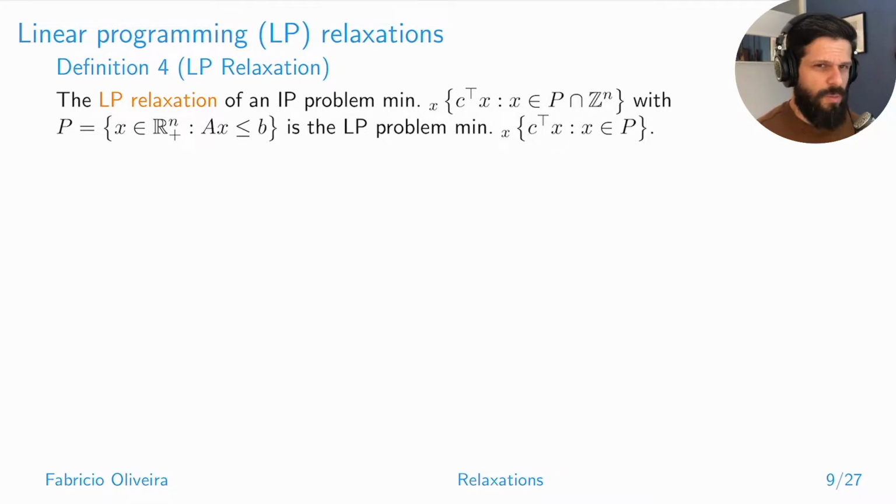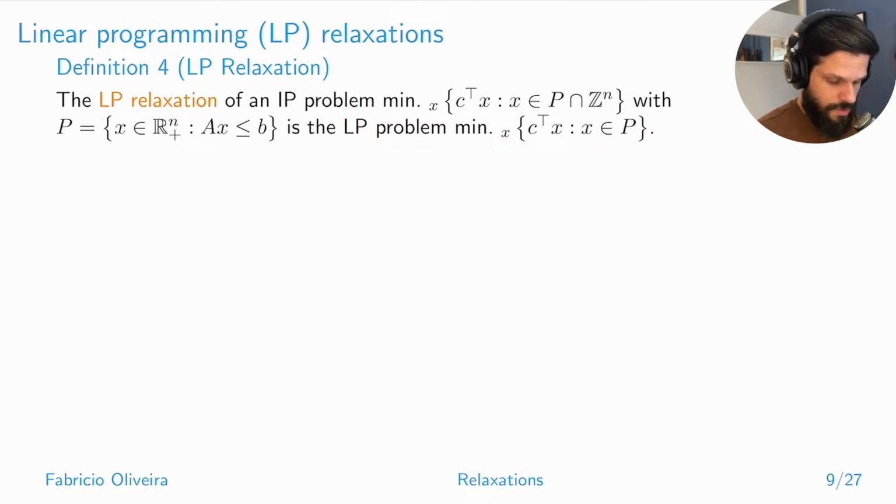So what is that LP relaxation? Well, we can think of our IPs as being defined, like we've seen before, by the intersection of a polyhedral set and a collection of points that are also subject to being integer valued. So the LP relaxation is simply solving the problem with respect to this polyhedral set only. So basically solving this LP problem.